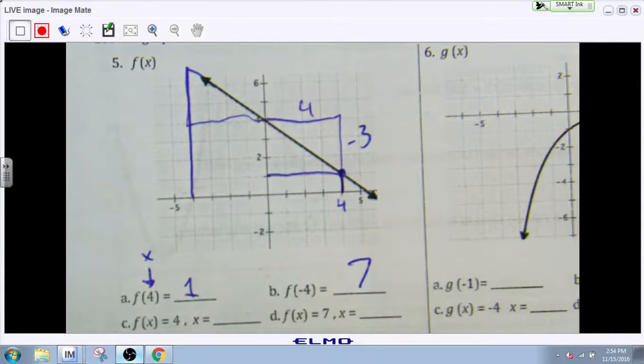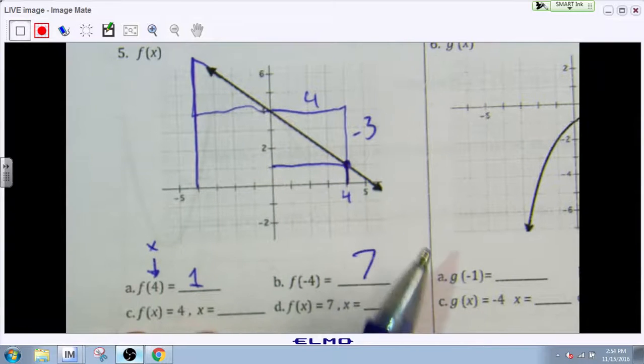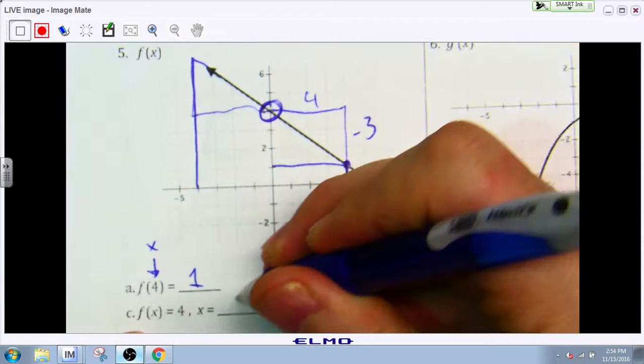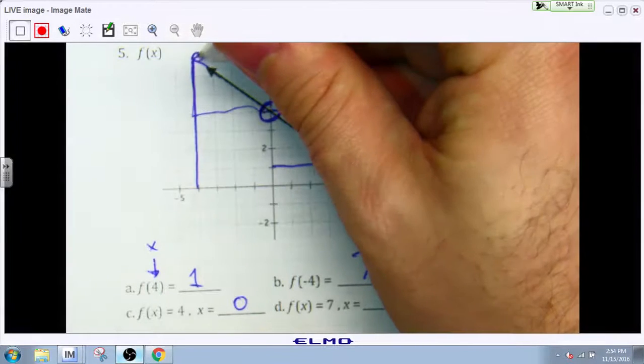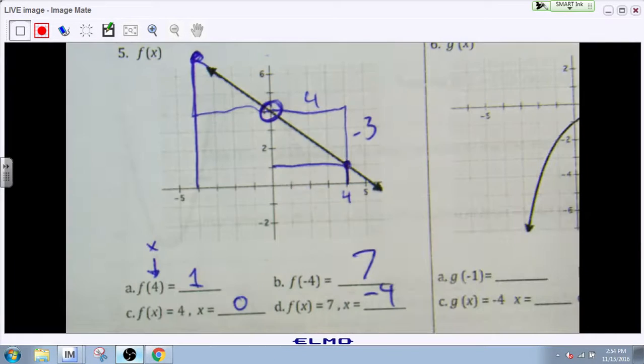Okay. And then it says f of x equals 4. So where this is 4, my x is 0. And then if f of x equals 7, oh, that's all the way up here where I couldn't find it before. Oh, well, that's going to be negative 4. I figured it out. So that's how you do that.